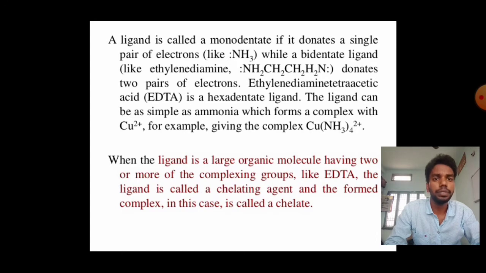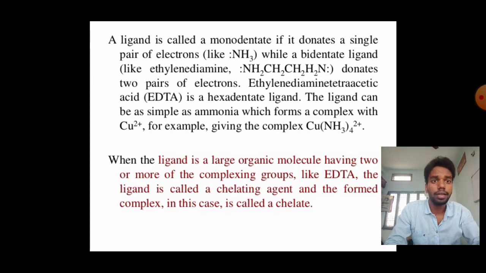A ligand can be as simple as ammonia, which forms a complex with copper 2+, giving the complex Cu(NH3)4 2+, right? This is the copper complex. Here ammonia is a monodentate ligand because it has only one lone pair of electrons. That means each nitrogen has one lone pair of electrons. Here four ammonias donate four lone pairs of electrons to the center metal atom, forming coordinate bonds and then the copper complex, a blue colored complex.